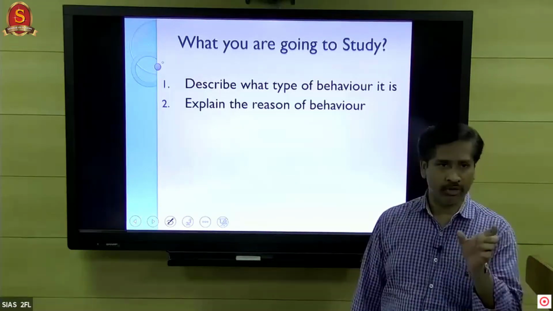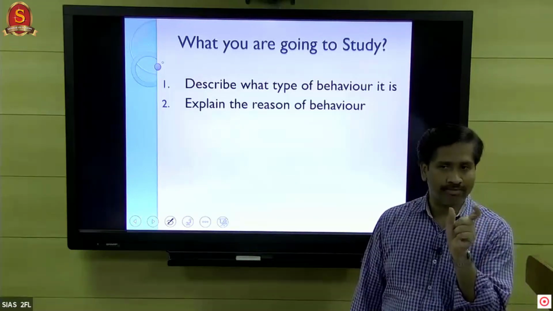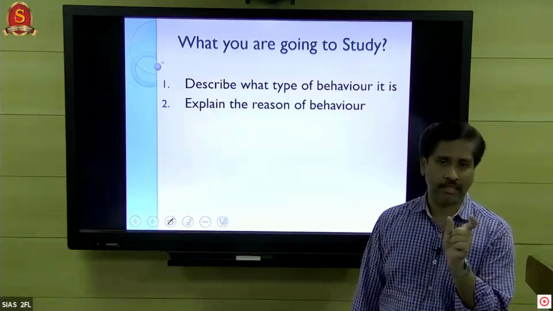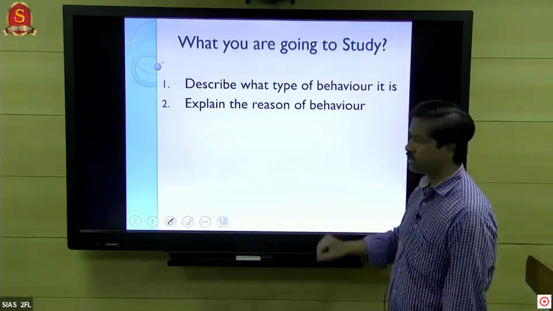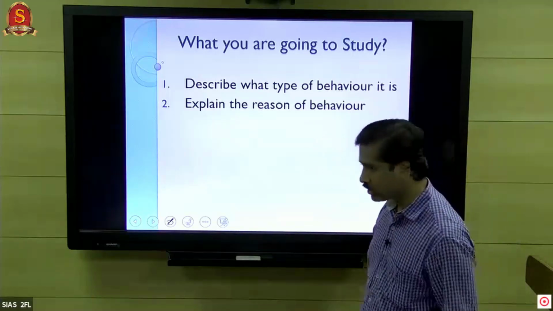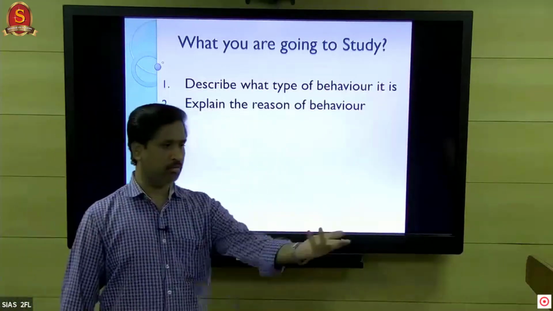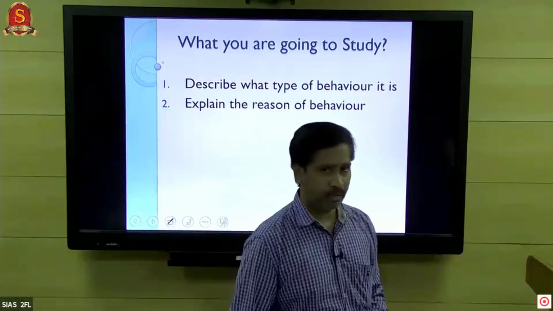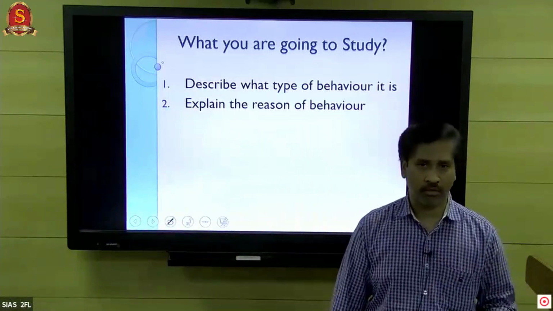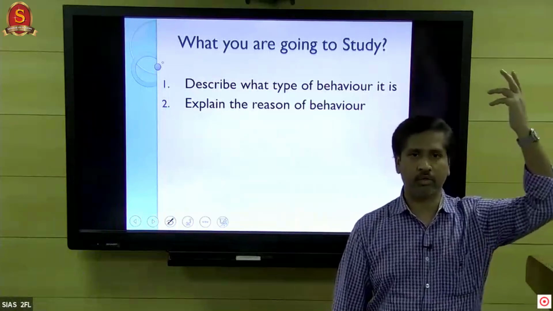Any person, you should be able to tell what type of behavior it is, what type of person he is. Second is to explain the reason for the behavior. Again, it's so difficult to tell the reason because you do not know the history of the person, right? Sometimes you may meet the person for the first time, and your interaction may be for only 1 month or 2 months. You do not know the history.